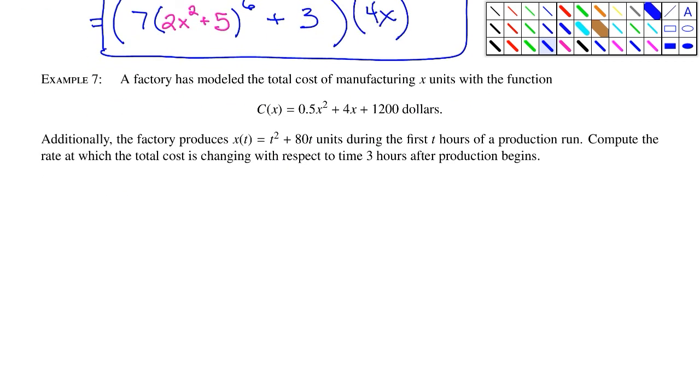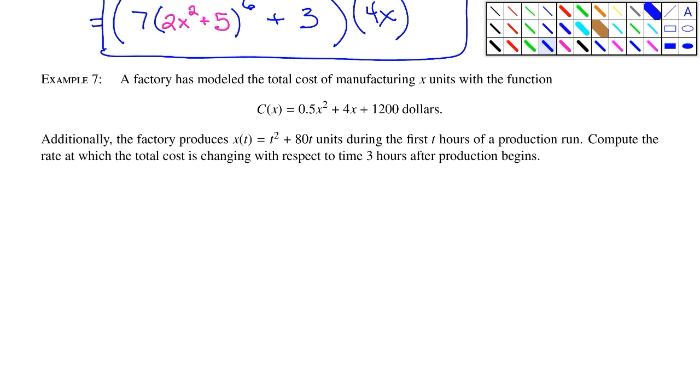Example number 7. A factory has modeled the total cost of manufacturing x units with the function C of x is equal to 0.5x squared plus 4x plus $1,200. Additionally, the factory produces x of t equal to t squared plus 80t units during the first t hours of a production run. Compute the rate at which the total cost is changing with respect to time 3 hours after production begins. This one is very complicated.